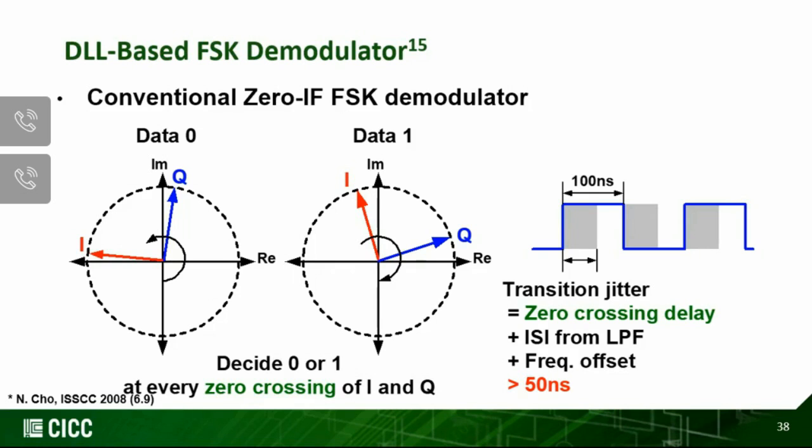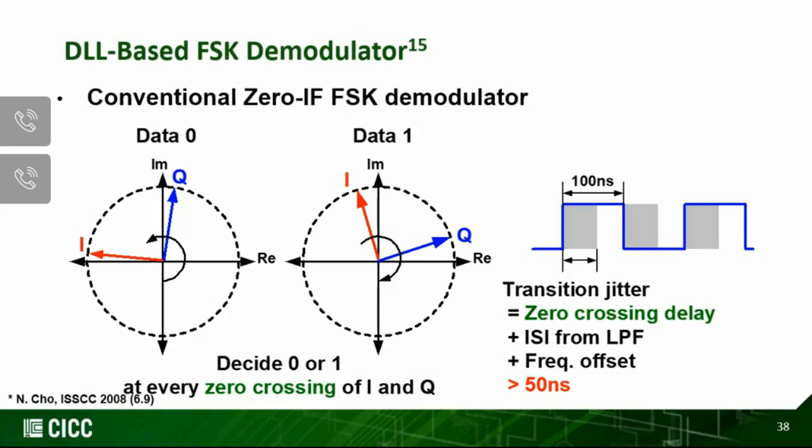When every zero crossing of I and Q happens, you can determine the polarity of the other phasor, which tells which data has been received. Because of the simplicity, this has been implemented in many low-cost FSK radios. However, the problem of this scheme is the large zero-crossing delay.